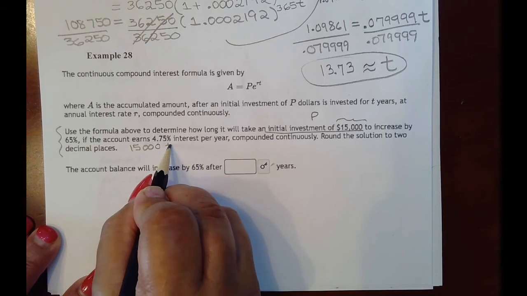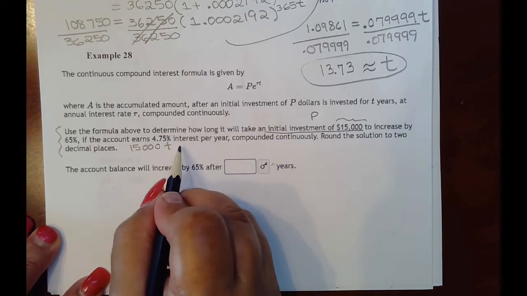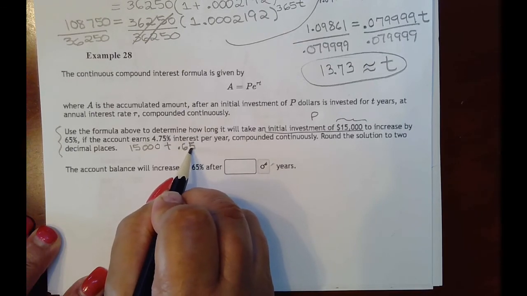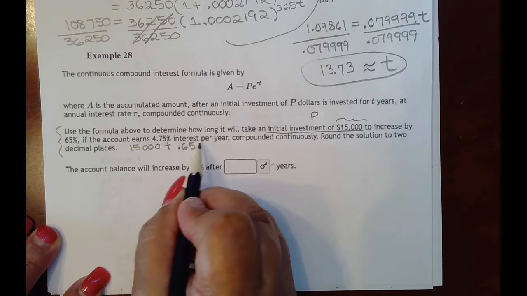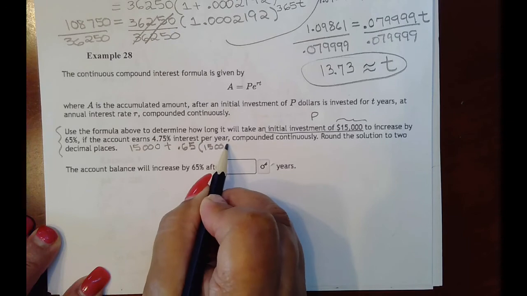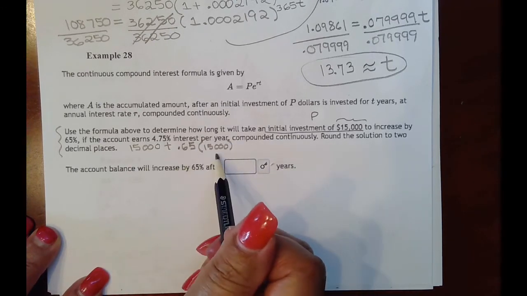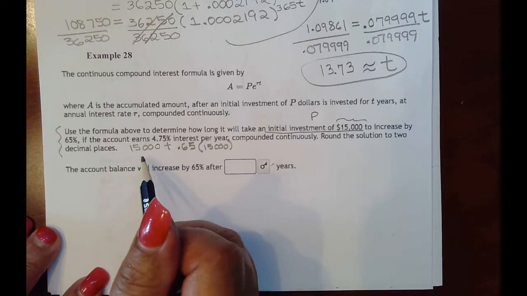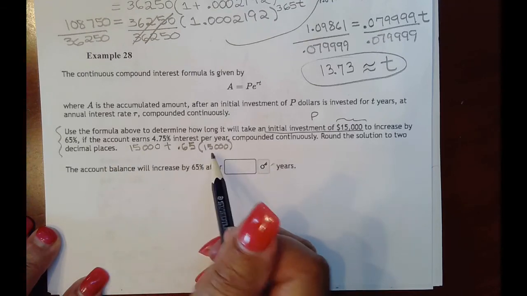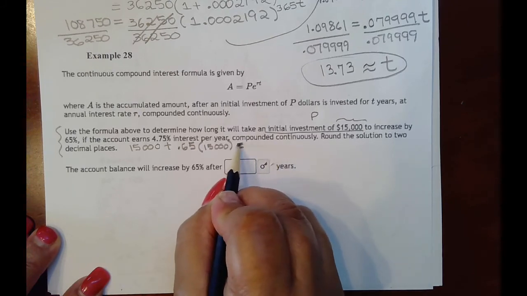Increased means added on, that it increases. And 65% doesn't mean add 0.65. It means 65% of the original amount is added on to the original amount. It increases by 65% of the original amount. So here's what you started with. Here's 65% of the original amount. So it's going to grow into this amount.